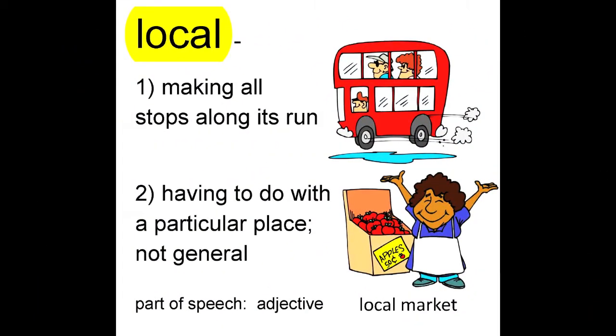Some words will have 2 different definitions, like this one. Local. The first definition is making all stops along its run. The second definition is having to do with a particular place, or not general. Part of speech is adjective since both definitions of local are describing words.